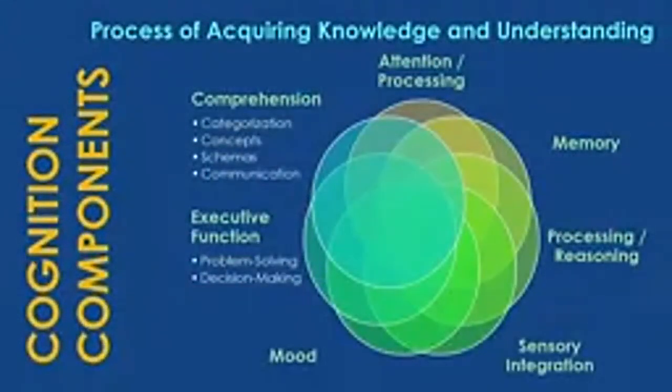Okay. So cognition is basically the process of acquiring knowledge and understanding. So these are all of the components. We have attention, processing, memory, reasoning, all of our senses and being able to integrate all of our senses, comprehension, which is categorization, concepts, schemas, communication, executive function, which is problem solving and decision making, and our mood. Okay.